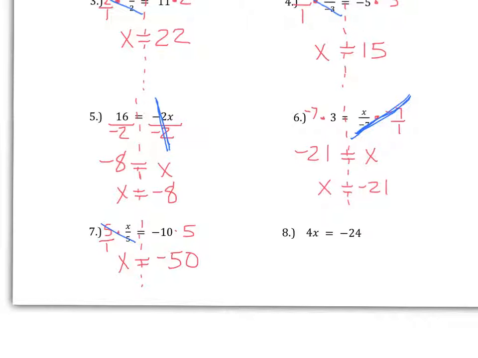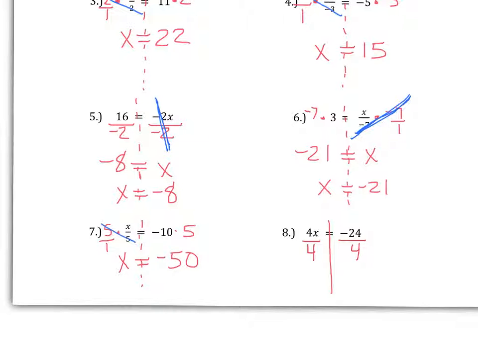And last one. Oh, we should check this. Negative 50. Negative 50 divided by 5. Yep, it's negative 10. All right, last one. Split the problem. Notice the original problem is multiplication. The opposite of multiply, divide. Divide both sides by 4.